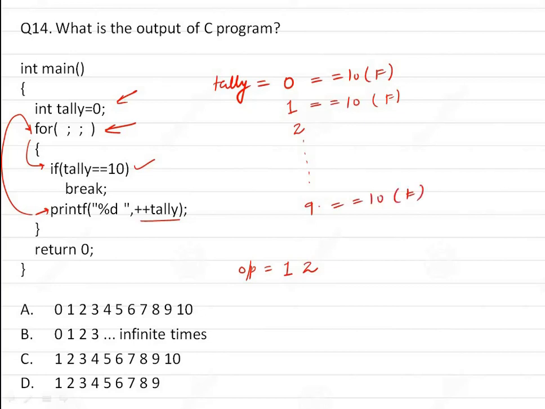As you can see, it will print up to 3, 4, 5, 6, 7, 8, 9, and then the value of tally will become 10 once 9 is printed. When 10 equal to 10 is executed, this becomes true and we will exit from the loop. That is why the output is 1 to 9. This will be the output.